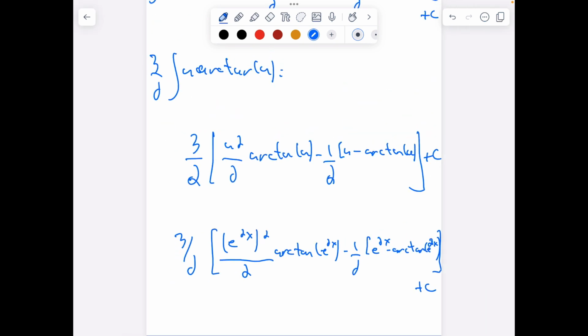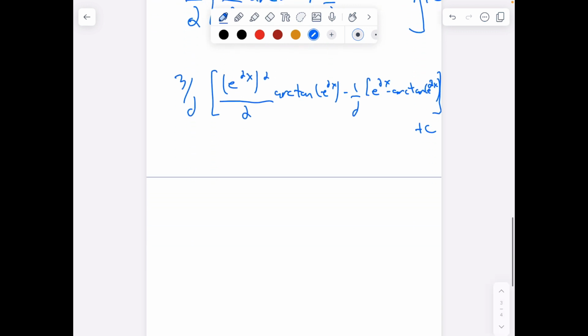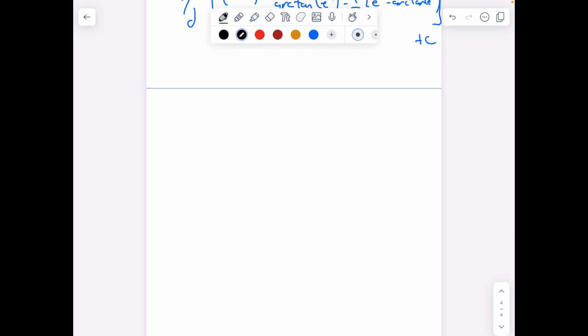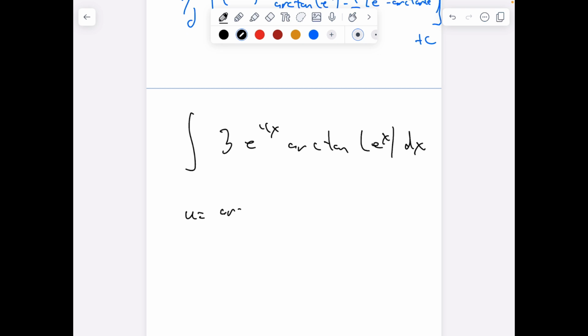Now, as I mentioned earlier, why wouldn't I want to do integration by parts from the beginning? Now, I could have done that. I could have said to myself, you're integrating 3e to the 4x arctan of e to the 2x dx. I could have chosen a u here, which would have been arctangent of e to the 2x, because I have to pick that to be u since I don't know the antiderivative of arctangent.